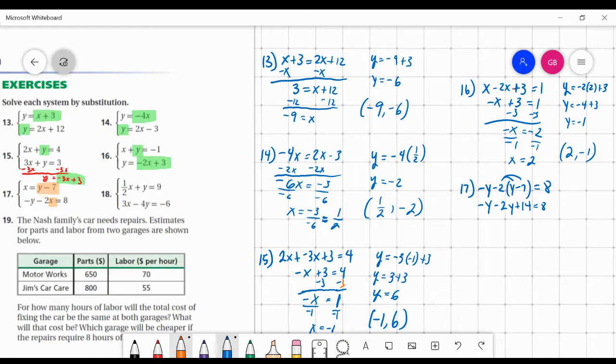Combine like terms, negative y minus 2y is negative 3y. Subtract 14. 8 minus 14 is negative 6. And then divide by negative 3. So y is 2. And to solve for x, we're going to plug it into that first equation. So 2 minus 7 would be negative 5. So negative 5 comma 2.